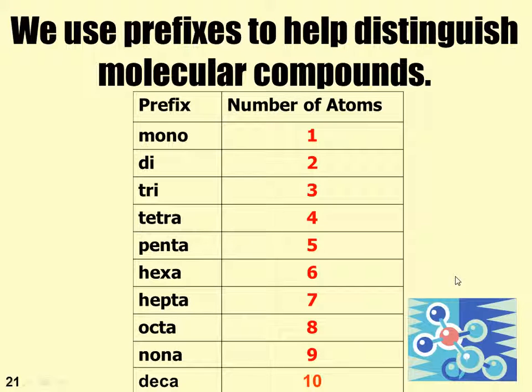Prefixes look like these. We have mono, di, tri to represent 1, 2, and 3. Then 4 is tetra. You can remember this because the game Tetris uses 4 block pieces. Penta is 5 like a pentagon. Hexagons have 6 sides. Heptagons have 7 sides. Octagons have 8 sides. A nonagon has 9 sides, and a decagon has 10 sides. Another way you can remember deca is a decathlon is 10 events, or a decade is 10 years. You do need to learn these prefixes to be successful in this unit.